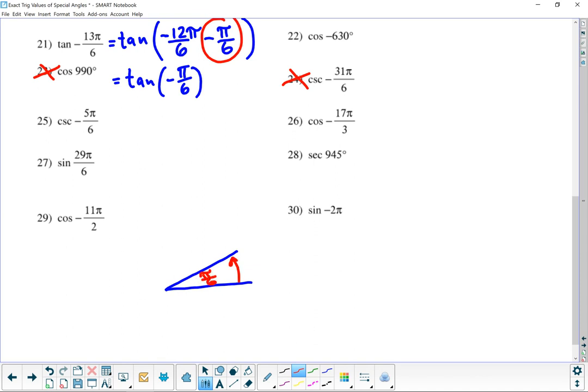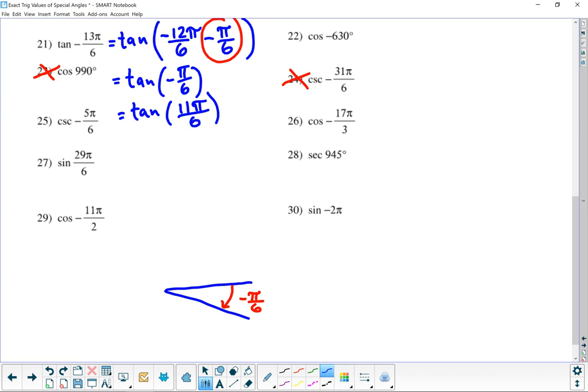And if we want negative pi over 6, then we're just going to have to go down below. So it's going to be this one right here. It's the very last one. So that's going to be negative pi over 6. Or if you look at your unit circle, that's equivalent to 11 pi over 6. So I'm going to say tangent of negative pi over 6 is the same as tangent of 11 pi over 6.